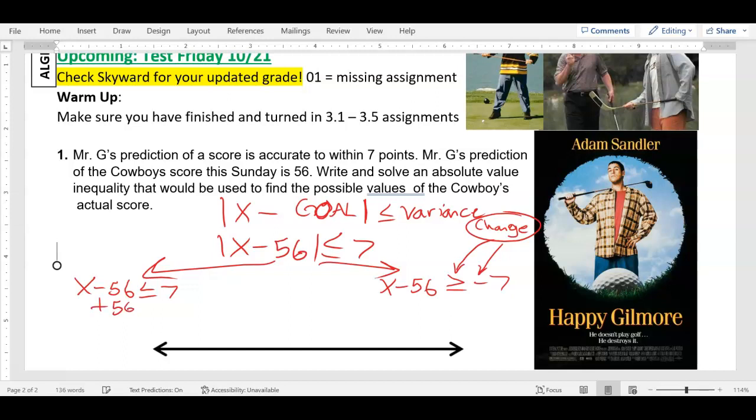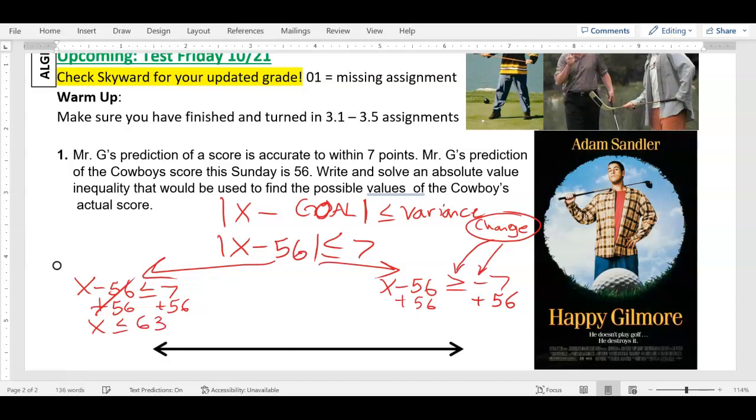Add it. So plus 56 here, plus 56 here, and on the other one, plus 56, plus 56. I guess I split those up way too far away from each other. It is what it is. That cancels out. So now I have x less than or equal to, what's 7 plus 56?